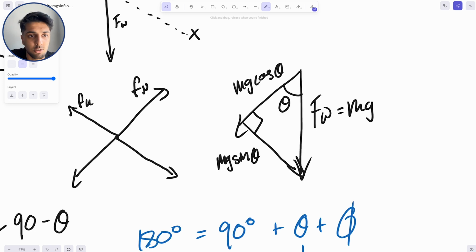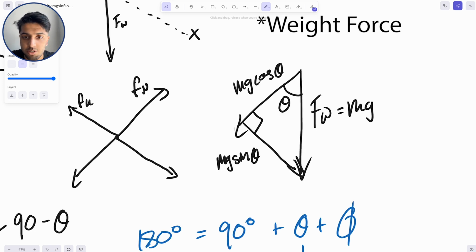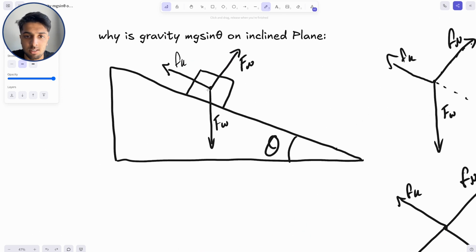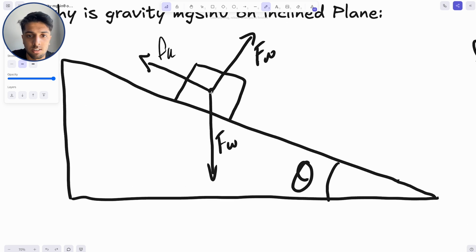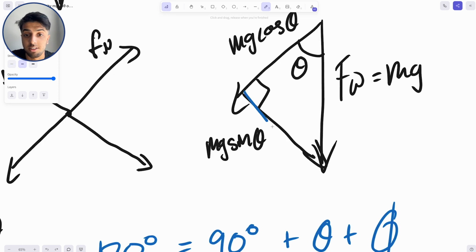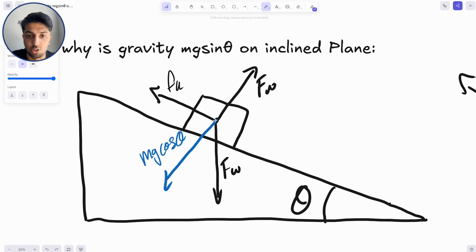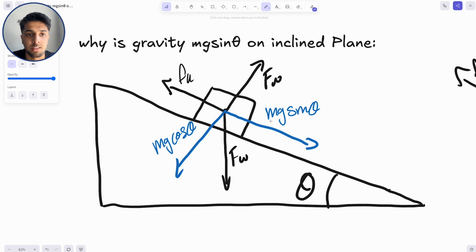So what we find is the component of gravity going into the surface, which is over here, is mg cos theta. And this component of gravity, which is going down the incline, is equal to mg sine theta. And that is how gravity down the incline is derived as mg sine theta. Hopefully that helps.